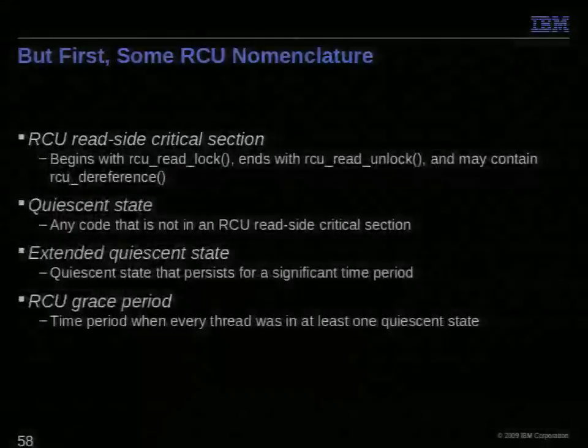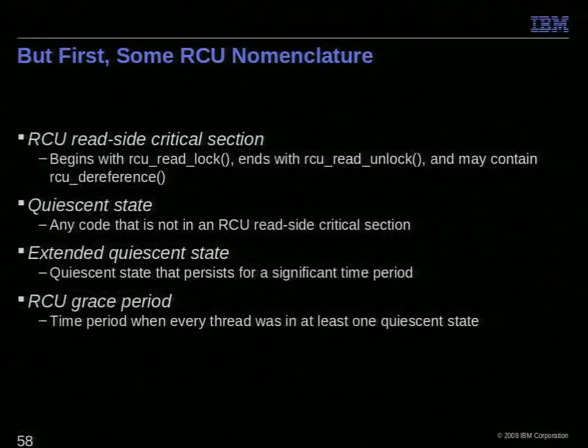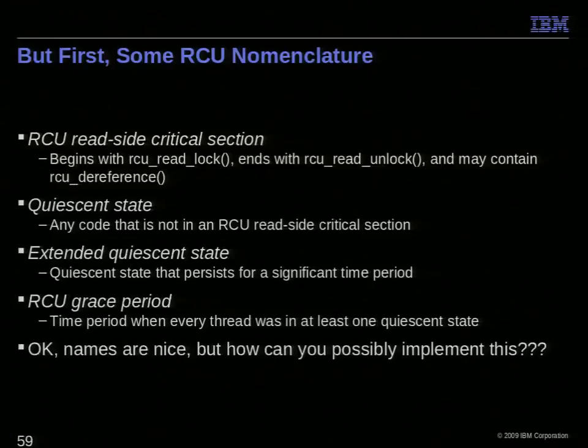We have an extended quiescent state, which is one that persists for significant time. We don't worry about that too much here. But the main thing is we have a grace period. And the grace period is some period of time during which every thread in the application has passed through at least one quiescent state. And the way this works then is if we remove the cat from the data structure and then wait for one grace period, then we know there can't possibly be any readers accessing the cat because all of the pre-existing RCU read-side critical sections have finished. And these names are nice, but I haven't told you anything about how to implement it yet, have I?